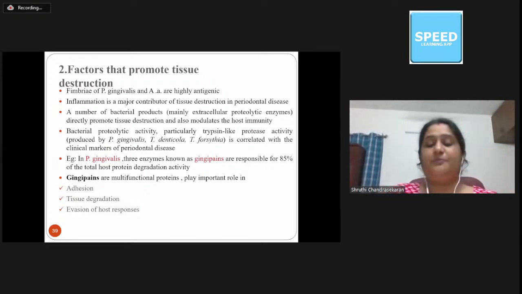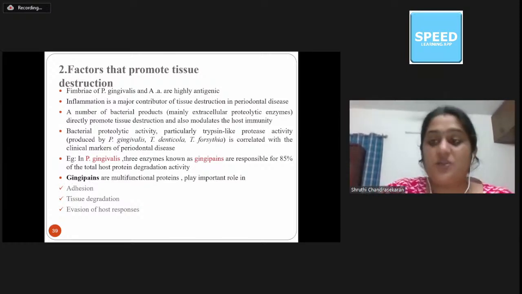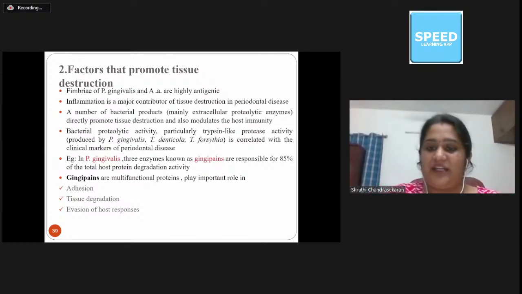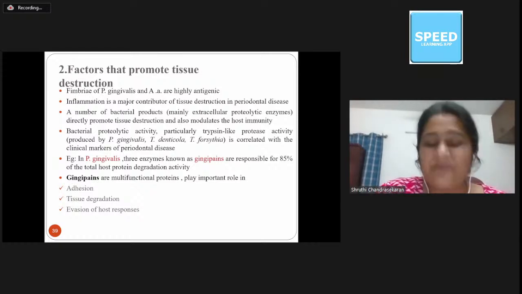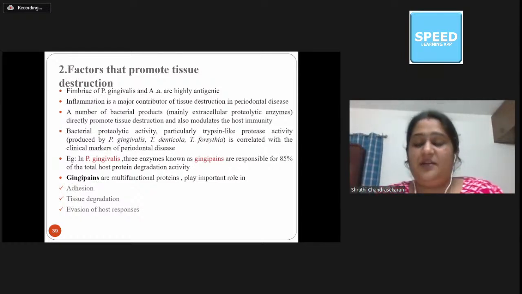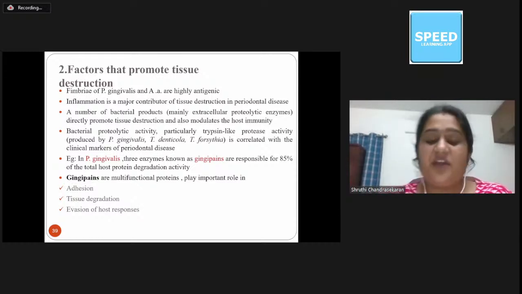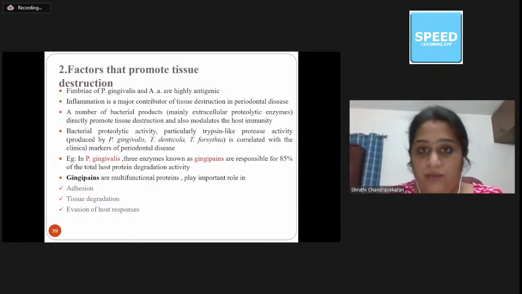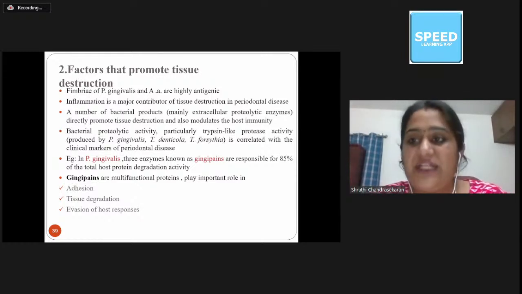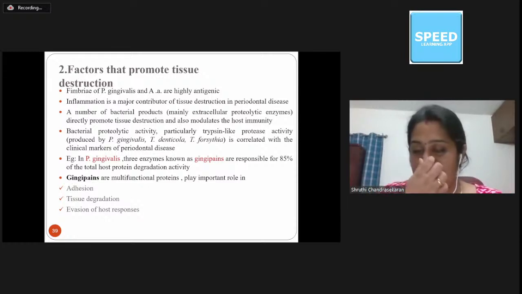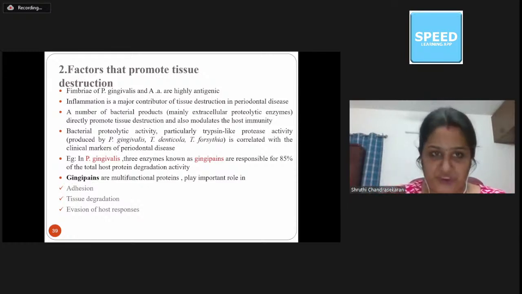Next is factors that promote host tissue destruction. There are many factors produced by the bacteria which will directly destroy the host. The fimbriae of P. gingivalis and Aggregatibacter are said to be highly antigenic in nature. Inflammation is also a major contributor to host tissue destruction in periodontal diseases. So the inflammation which is triggered by the bacteria itself will destroy the host tissue.